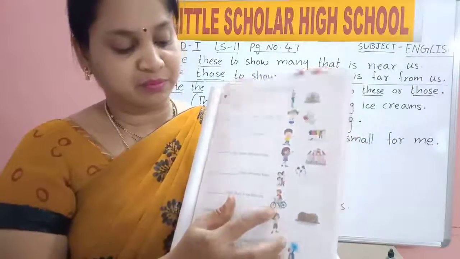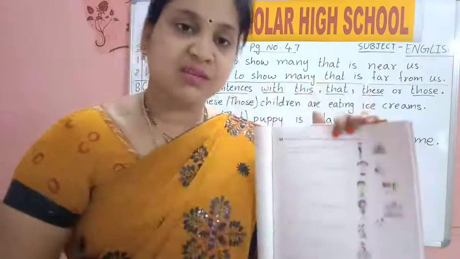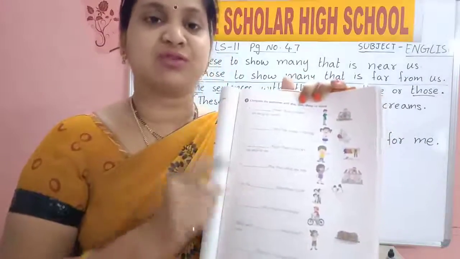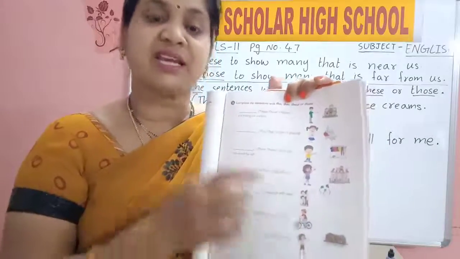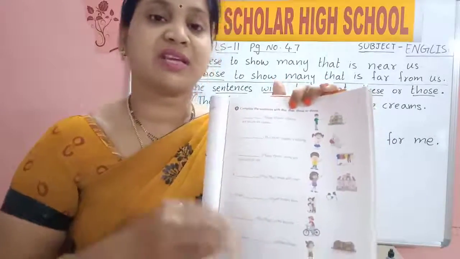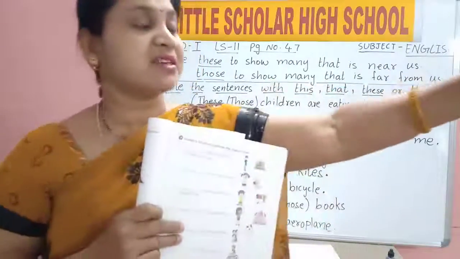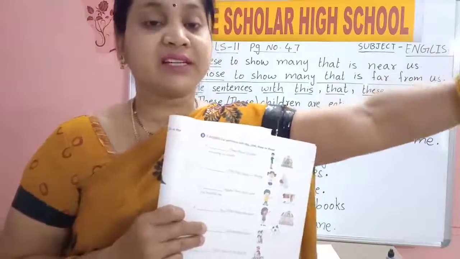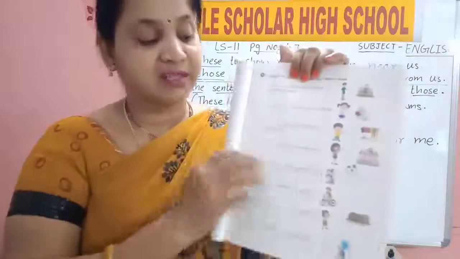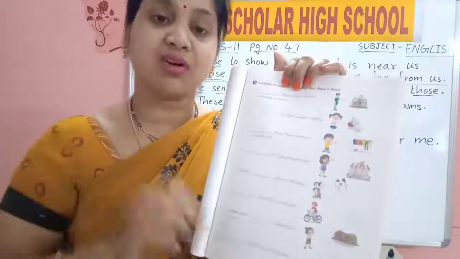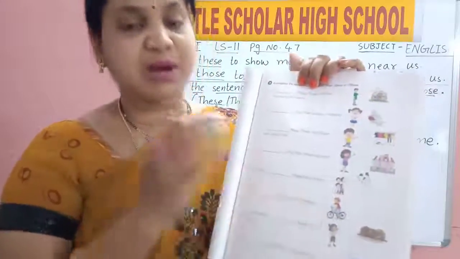Next, the boy is sitting on the bicycle. What will he say? This is a bicycle, only one bicycle is being ridden. So what will we use, this or that? He is sitting on the bicycle. So what will he say? This is my bicycle. If the bicycle is somewhere far, what will he say? That. But here the boy is riding the bicycle. He is sitting on it and he is riding. So what will he say? This. This is my bicycle.